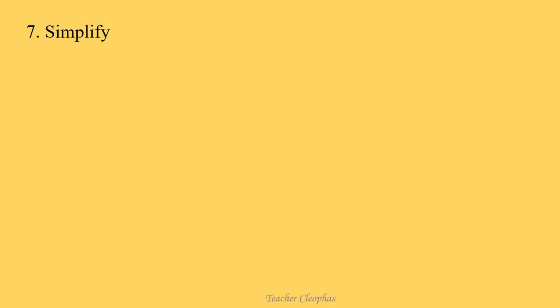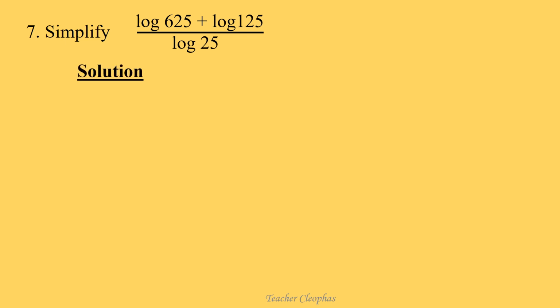Question 7. Simplify logarithm of 625 plus logarithm of 125 all over logarithm of 25. Solution. 625, 125, and 25 can all be expressed in terms of their prime factors, and fortunately the prime factor is 5. So 625 is the same as 5 power 4, 125 is the same as 5 power 3, and 25 is the same as 5 squared.